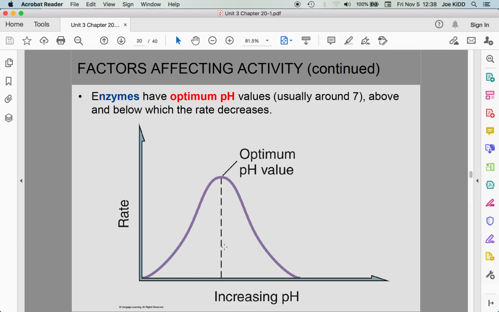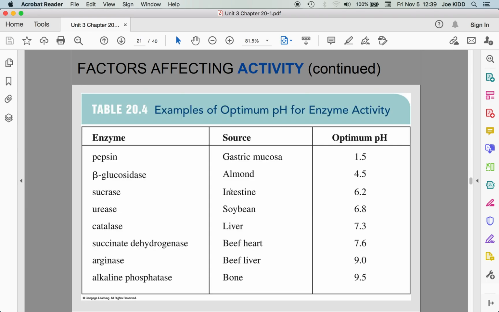Same thing can happen with pH. So most enzymes have a pH that is optimal for them, depending on where they are in the body. If we go too low or too high in either direction, again, we can decrease the rate because we will begin to unravel the protein.